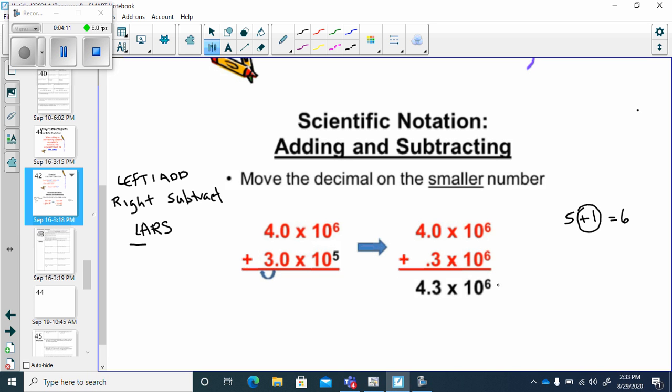Now that I have these both with the same exponent, all I need to do is add the coefficients, the numbers that are in the front. 4.0 plus 0.3 gives me 4.3. See, it's not 7. 4.3 times 10 to the 6th. Is this in scientific notation? Yes, it is, because this number is greater than or equal to 1, but less than 10.